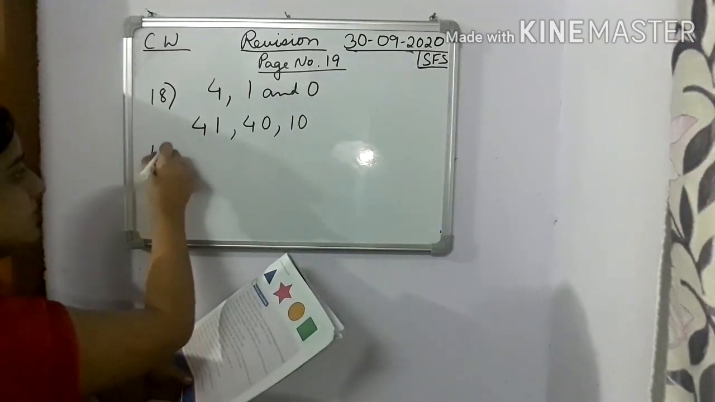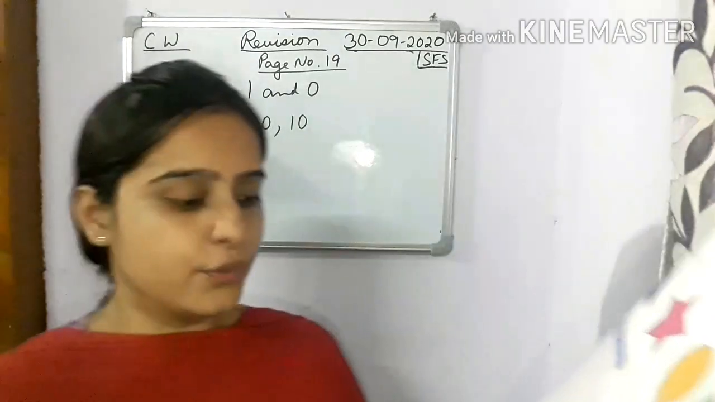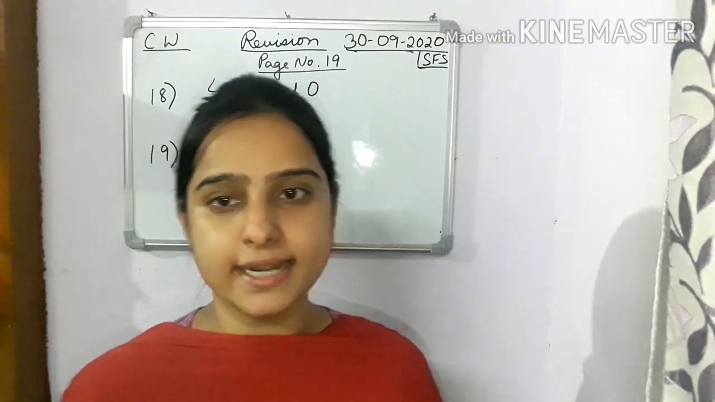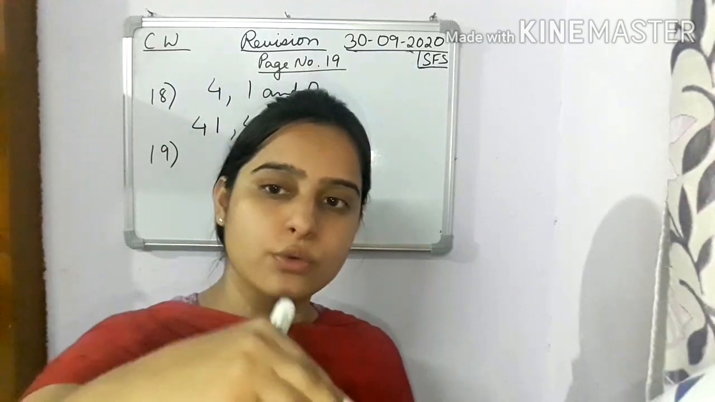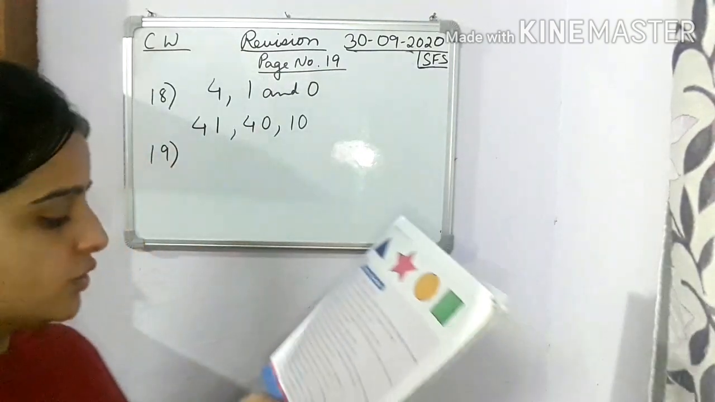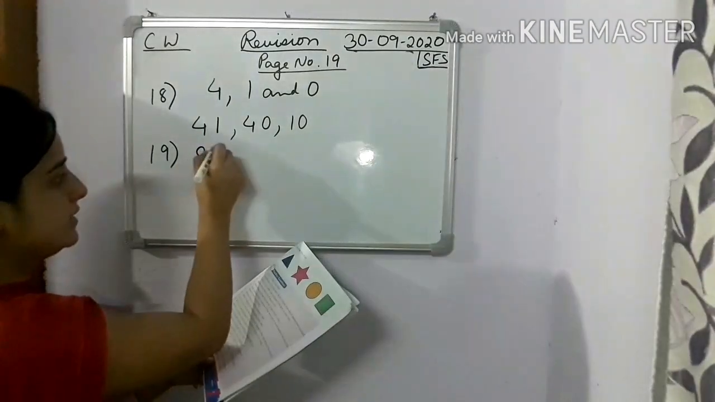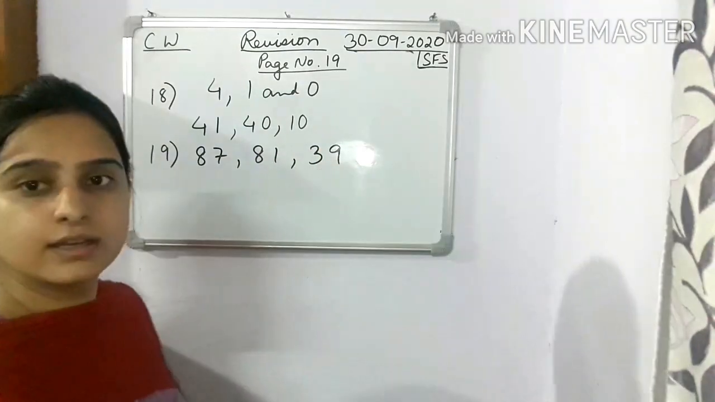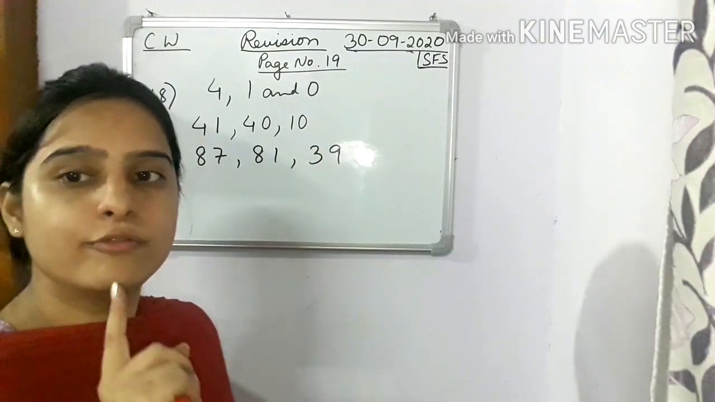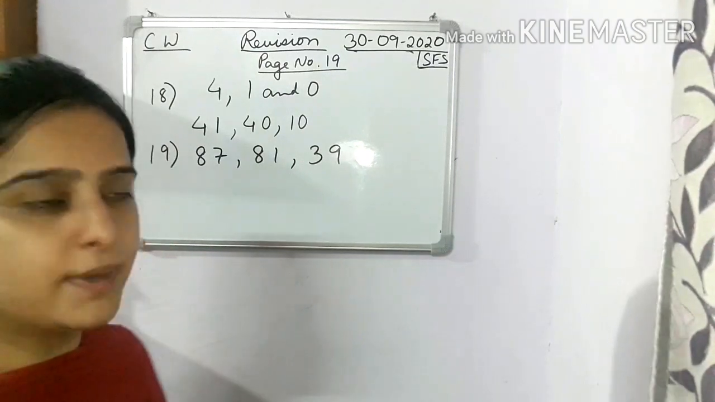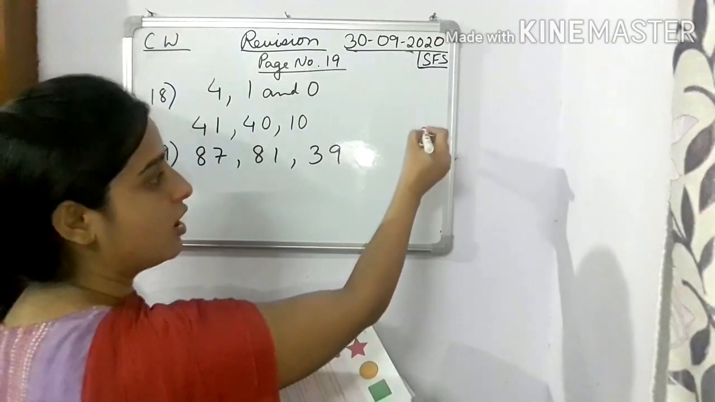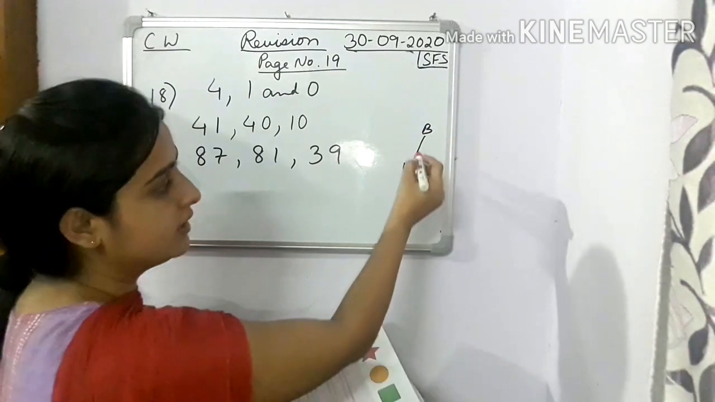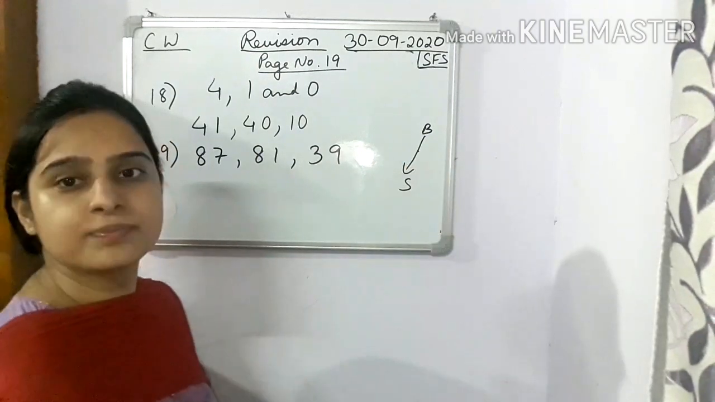Next, number 19. Write the numbers 87, 81 and 39 in descending order. Descending means coming down from bigger to smaller. So let's do it. 87, 81 and 39. So how do we compare the numbers? We always start comparison from the tens place. And descending order means from bigger to smaller. We'll come down, isn't it? So we'll write the bigger number first, then next, and we'll come towards the smallest number.